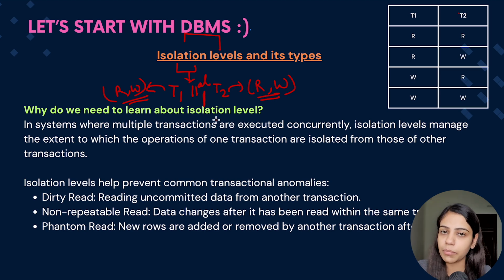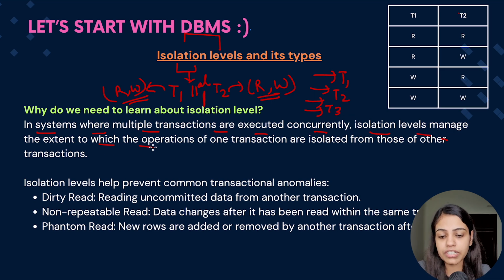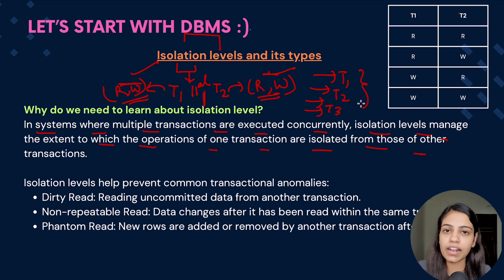Now why do we need to learn about isolation level? In systems where multiple transactions are executed concurrently, you can say parallelly, like there are threads on which the transactions are getting executed, isolation levels manage the extent to which the operations of one transaction are isolated from those of other transactions. We need to know, if there are multiple transactions happening, what is the extent to which their operations are isolated of each other.